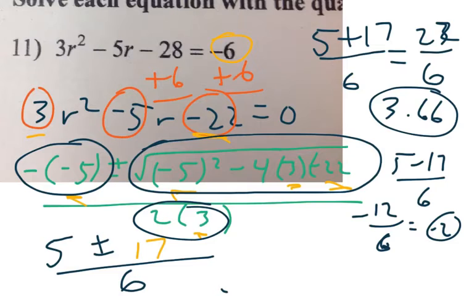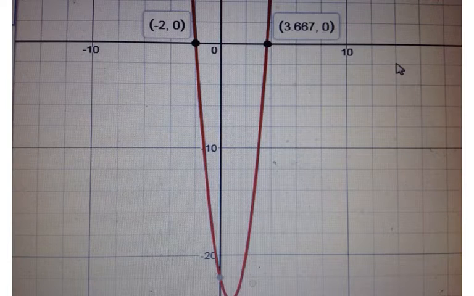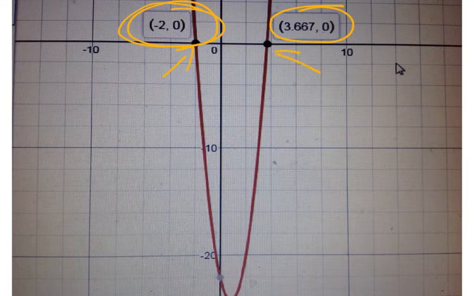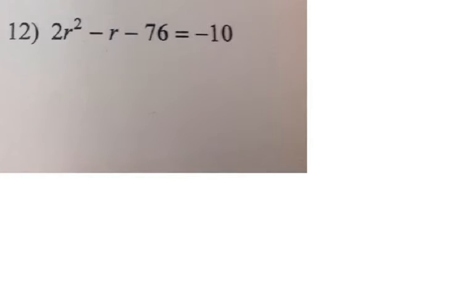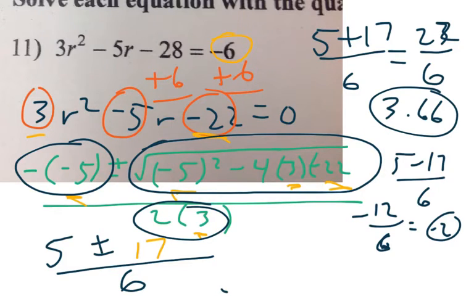Now the question is, do those answers make sense? So let's look at the graph using Desmos. And notice, I got a -2, 0 where it intercepted right there. And I got 3.66 where it intercepted right there. So that is exactly my x-intercepts here. As you can see, 3.66 and -2. So pause the video if you need to.